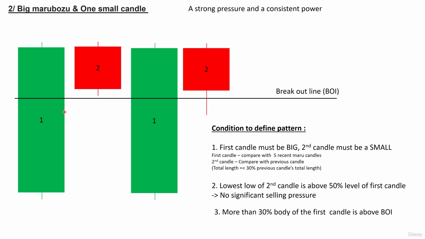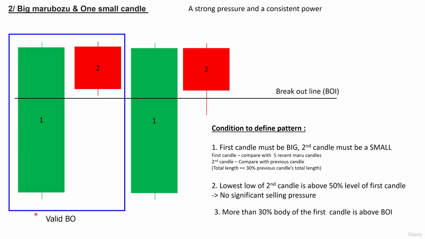For example, we have the standards right over here. You can see the pattern on my left side, and at this time you can see that here is a valid pattern very easily, right? We have the breakout line right here. The first candle is big, the second candle is small, very easily. You can see that the first pattern is valid.